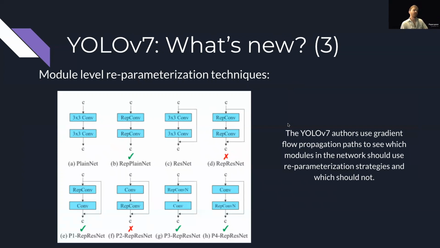Module level reparameterization techniques. YOLOv7 uses gradient flow propagation paths to see which modules in the network should use reparameterization strategies and which should not. Here's just some examples. As you can see, this RepPlainNet, P1 RepResNet, P3 RepResNet, P4 RepResNet are the examples where reparameterization strategies would be used.